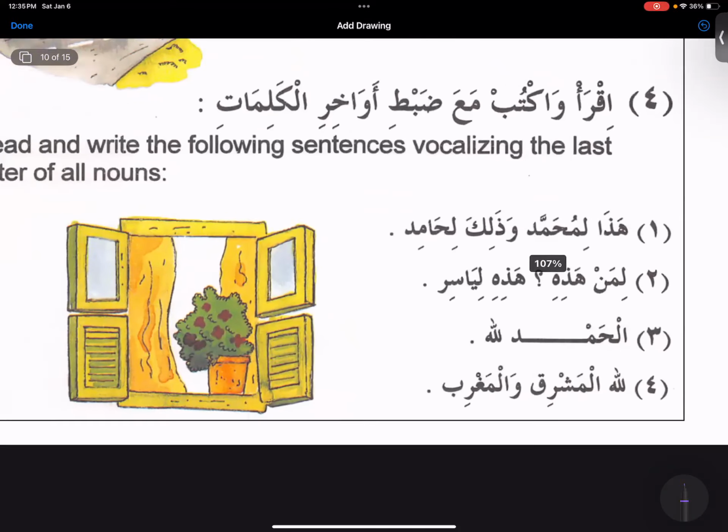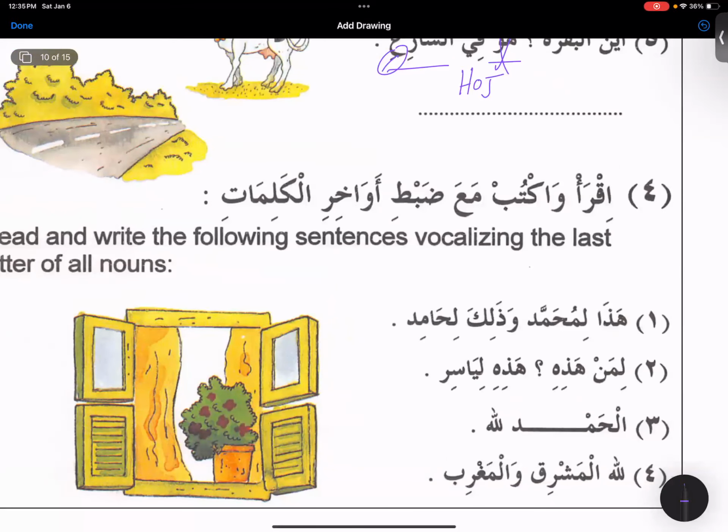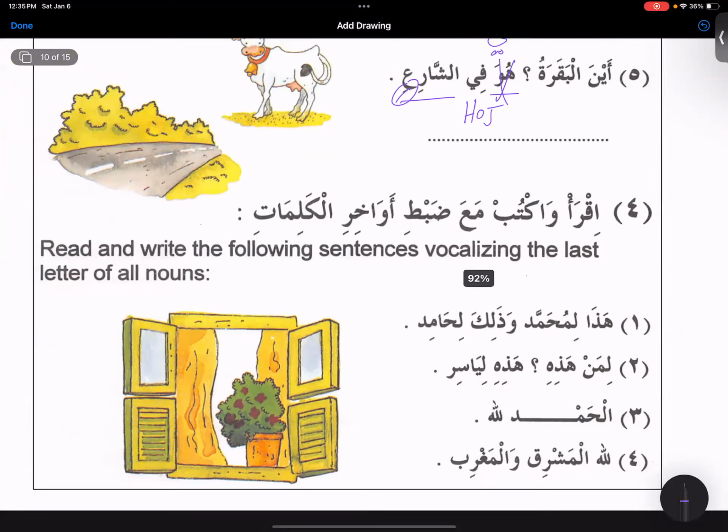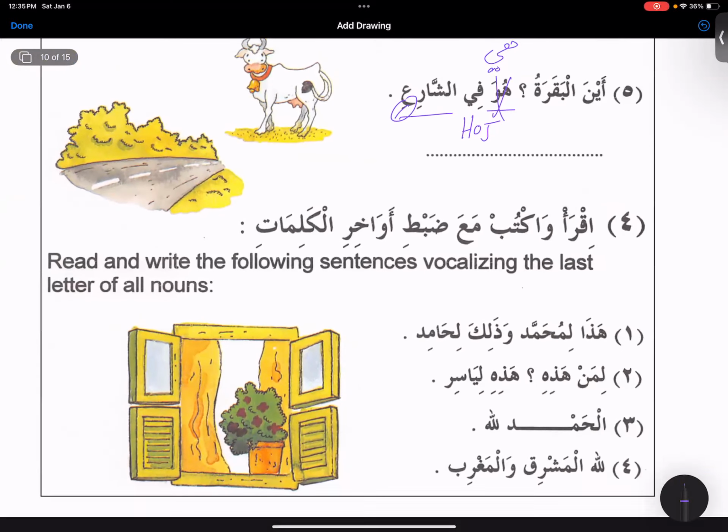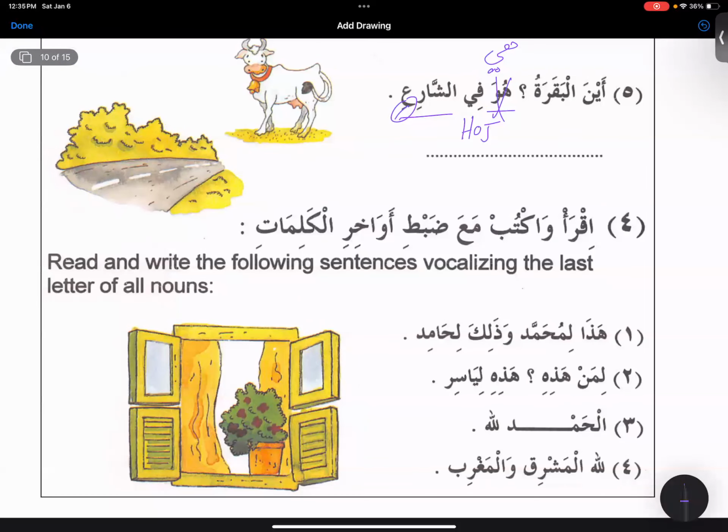Subhanallah, this is beautiful. Okay, what was the meaning of Shari' you said? I'm sorry? What was the meaning of Shari'? Street. Shari' means street.